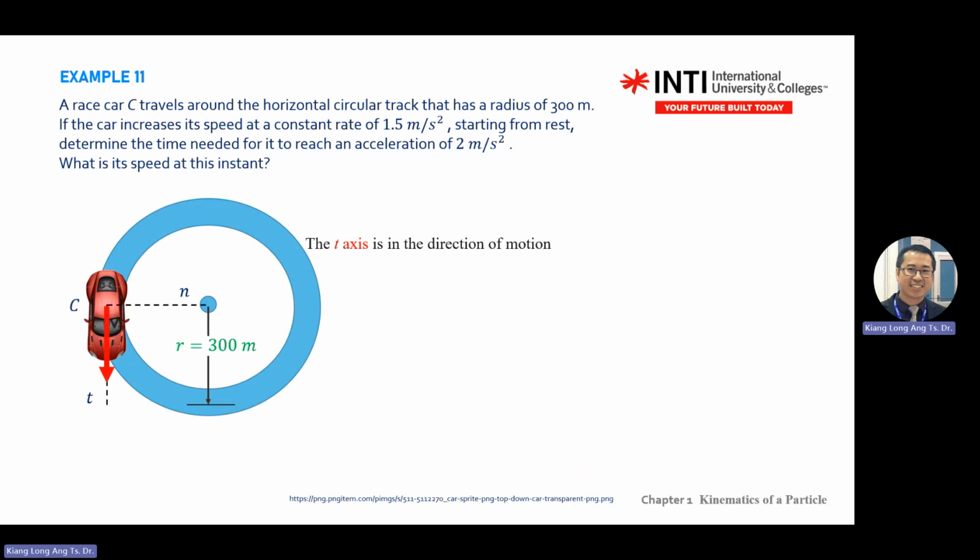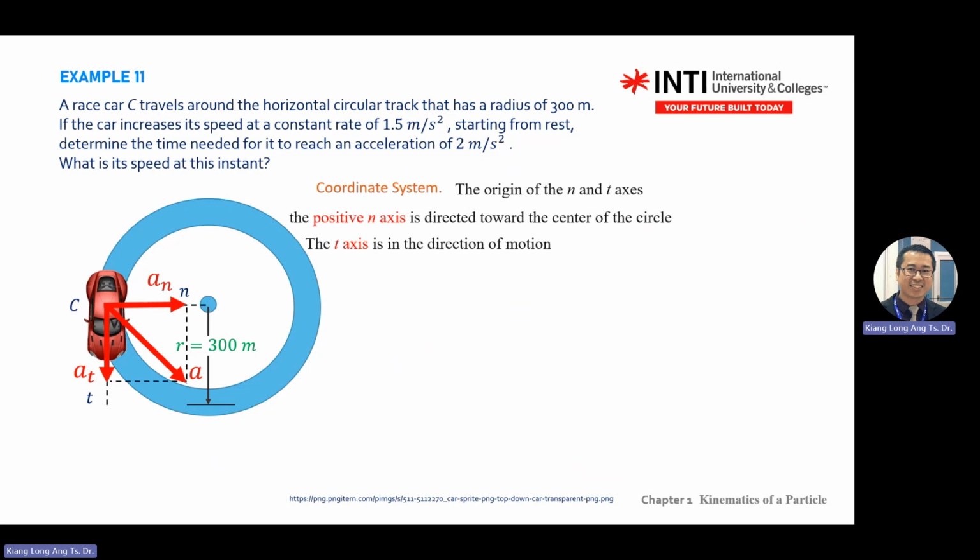So I just label AT, AN, and then this is the resultant of A. You use the coordinate system with origin at so and so, positive N directed toward the center. Acceleration in the tangent direction is 1.5 meters per second squared. I think there is a typo here: acceleration unit is meters over second squared, not this, which is velocity.